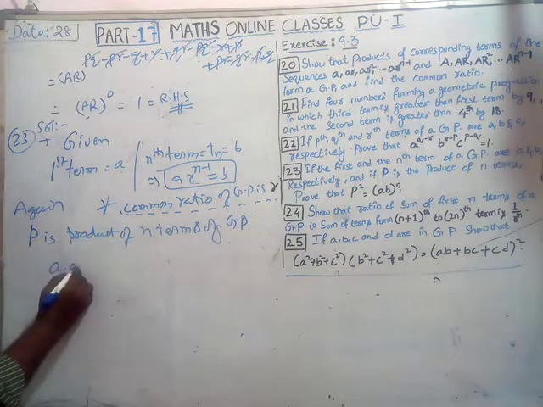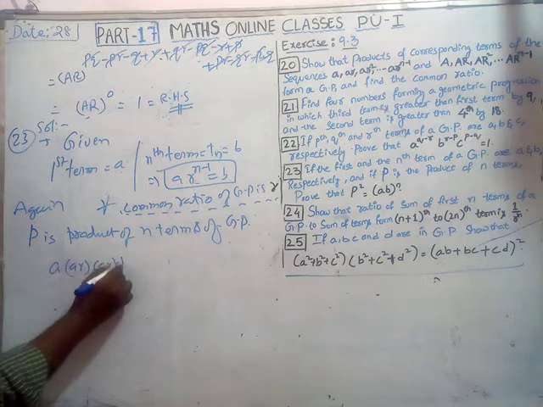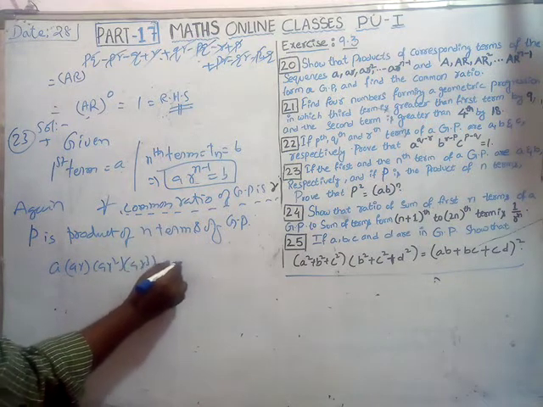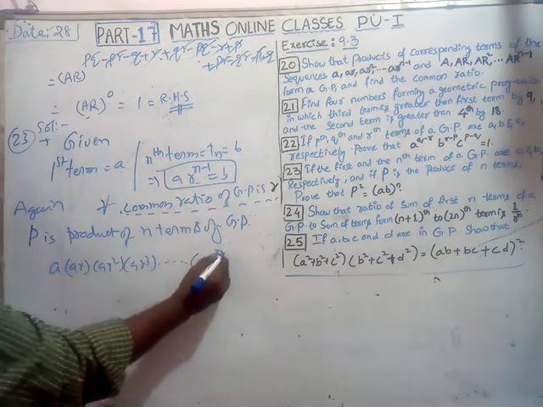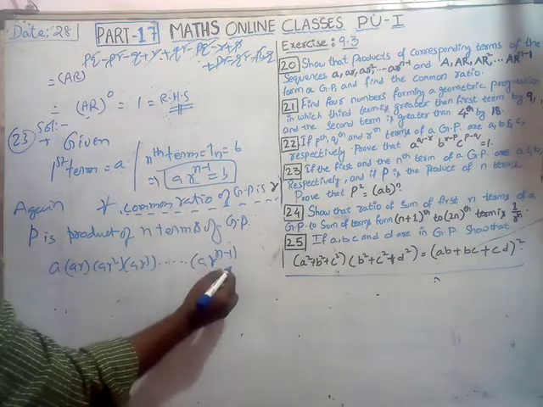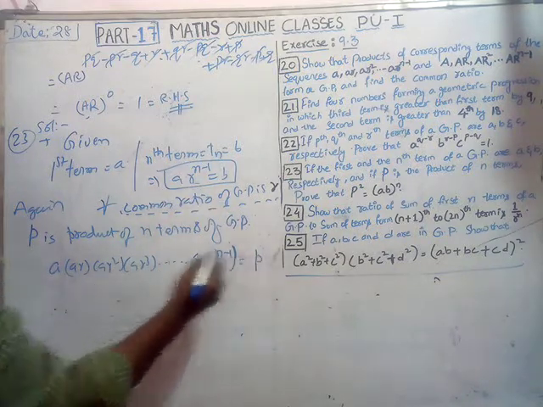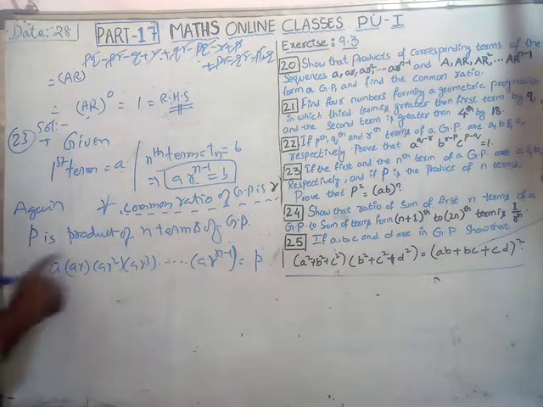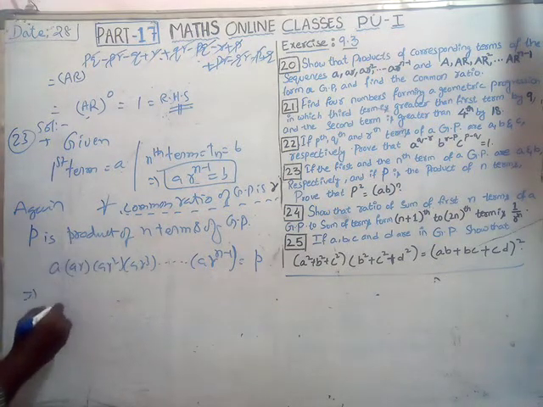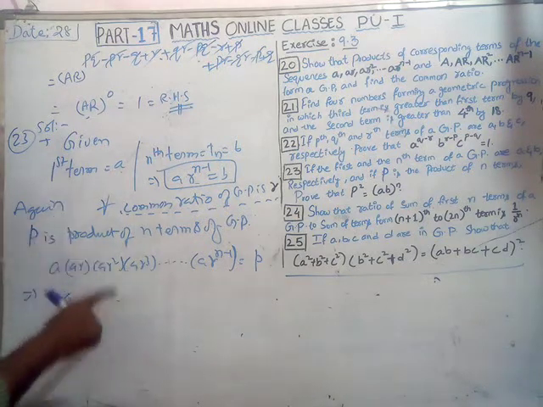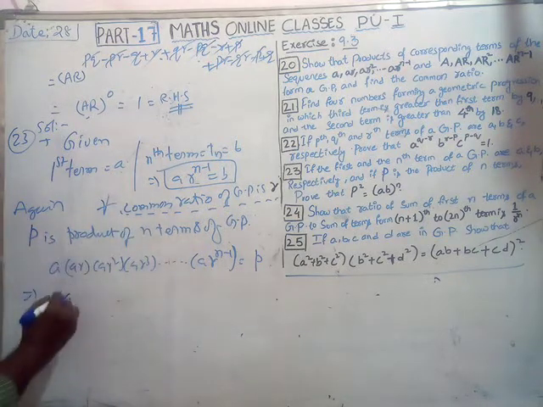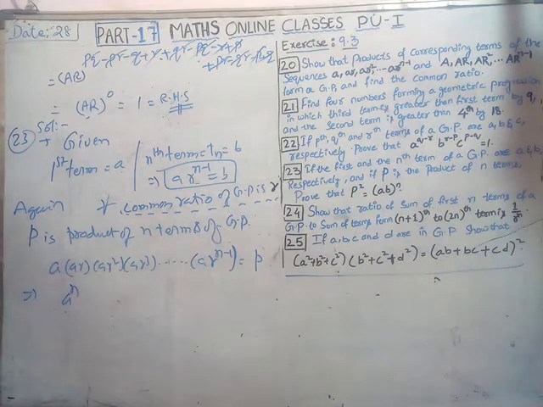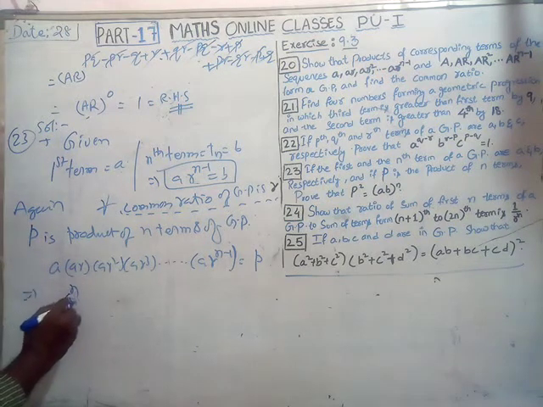That means A into AR into AR square into AR cube into and so on, up to AR power n minus 1, is equal to P. Remember it, the product, not summation. That implies, how many A's are there? A into A into A, n times. N terms are there, so A power n.